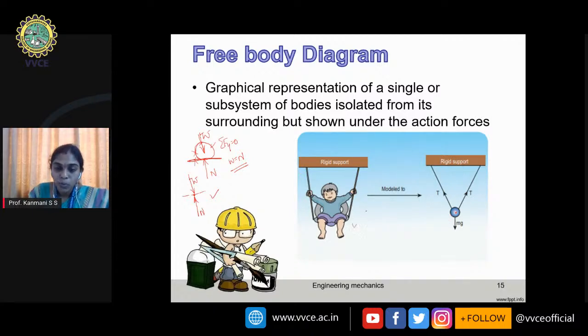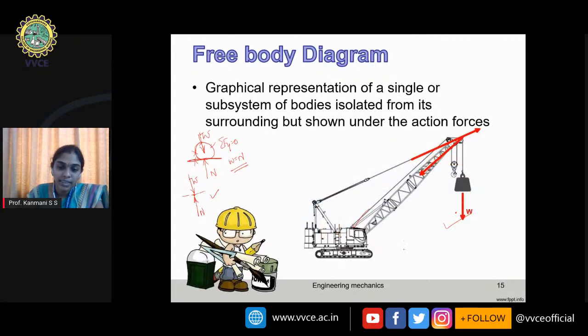So this boy is modeled into a free body diagram through this. So this is one of the examples. If I take another example, that is a crane. The crane is holding some amount of weight on one end. So I can write the free body diagram in such a way that one force is moving up, another force is moving down, and its own weight, the counterweight, is coming down. This type we can explain; this is the free body diagram.